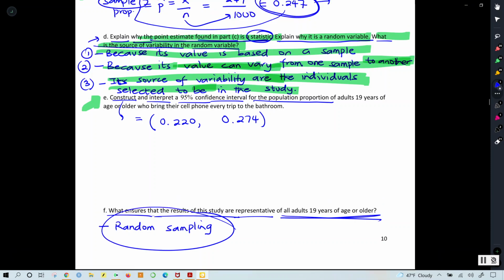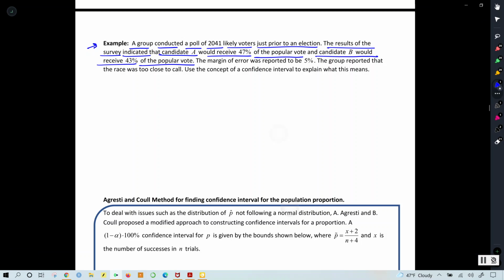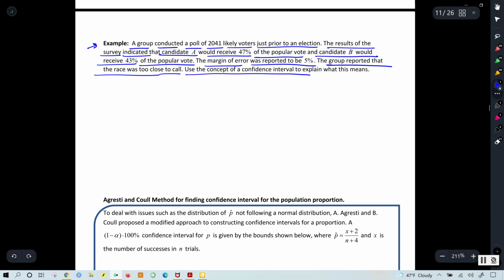With that question completed, we proceed to the next question. This example says that a group conducted a poll of 2,041 likely voters just prior to an election. The results of the survey indicated that candidate A will receive 47% of the popular vote and candidate B will receive 43% of the popular vote. The margin of error was reported to be 5%. The group reported that the race was too close to call. What does that mean? Use the concept of confidence interval to explain what this means.